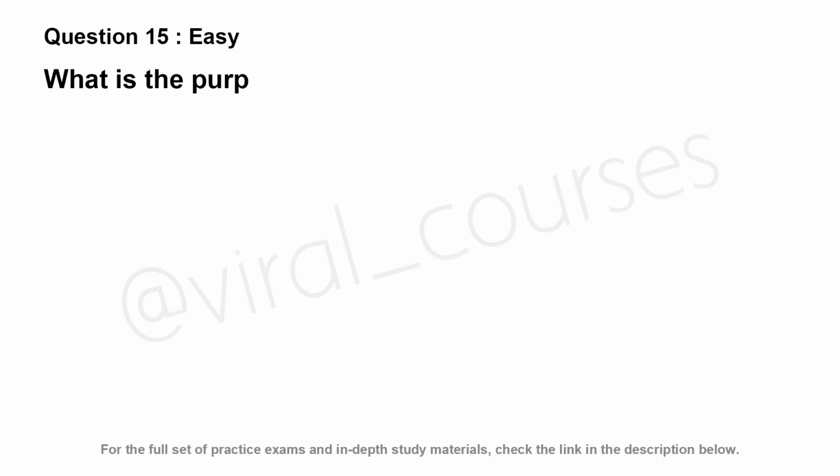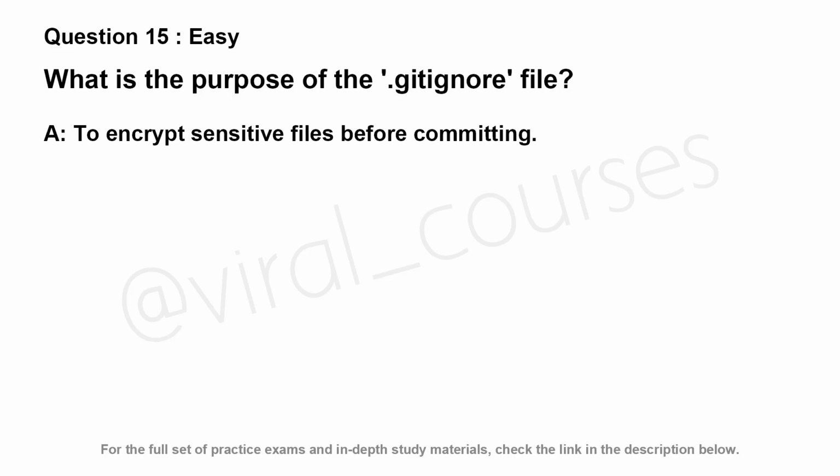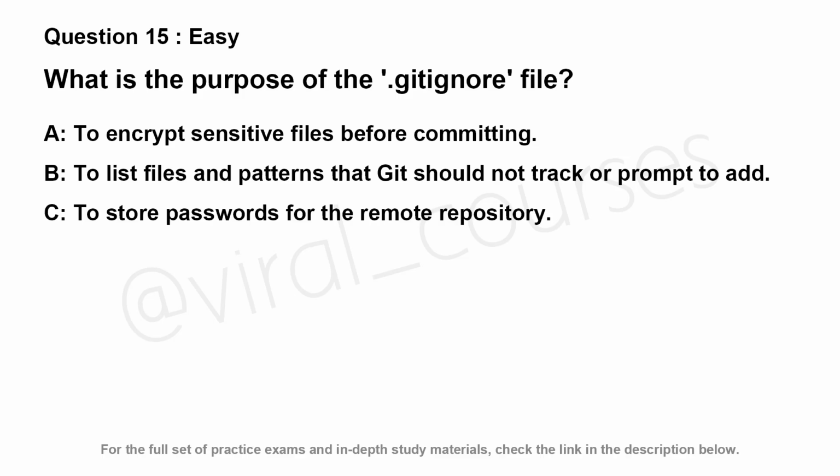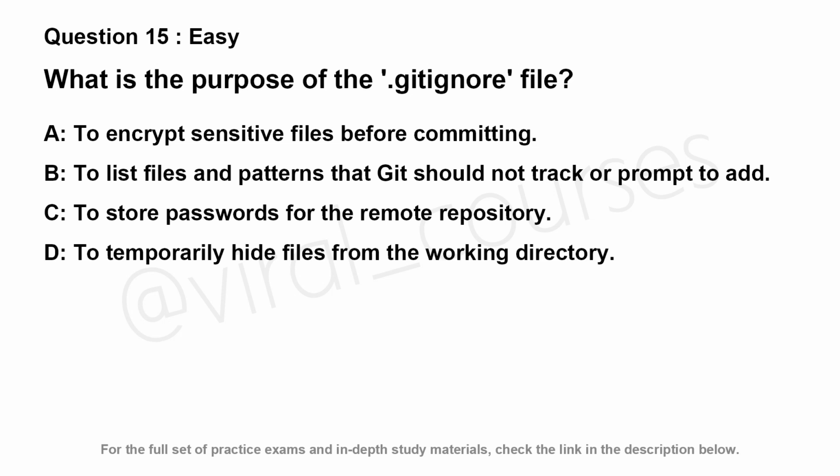What is the purpose of the .gitignore file? Option A. To encrypt sensitive files before committing. Option B. To list files and patterns that Git should not track or prompt to add. Option C. To store passwords for the remote repository. Option D. To temporarily hide files from the working directory.